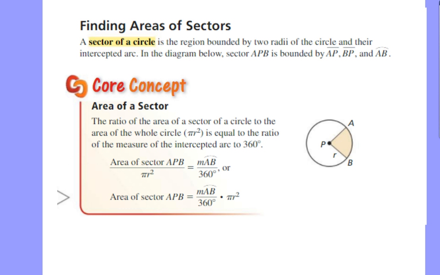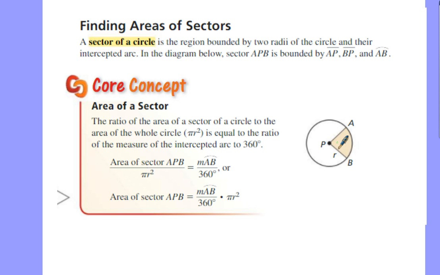So what is the area of a sector? Well, again, remember what a sector is. The mathematically scholarly way to put it is the region bounded by two radii of the circle and their intercepted arc, right? So here would be our two radii, AB would be our intercepted arc right here, and sector APB would be that sector that we are talking about.